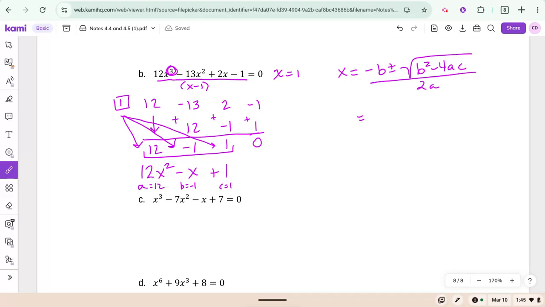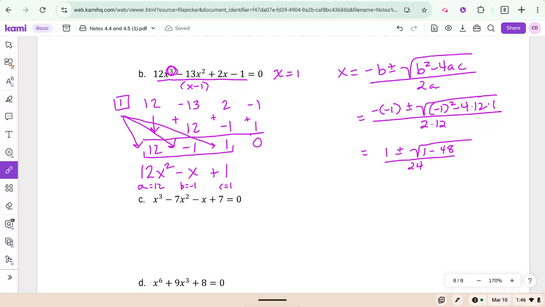If I plug in those numbers, I've got the negative of negative 1 plus or minus the square root of negative 1 squared minus 4 times a times c all over 2 times a. That's going to be a positive 1 because a negative of a negative is a positive. Negative 1 squared is positive 1 minus 4 times 12 times 1 is 48, all over 2 times 12 is 24. So 1 minus 48 is negative 47.